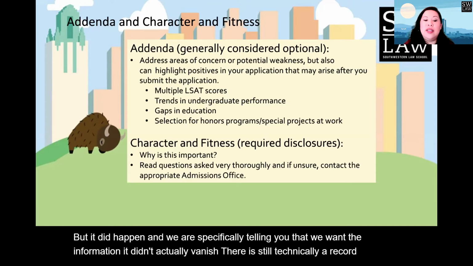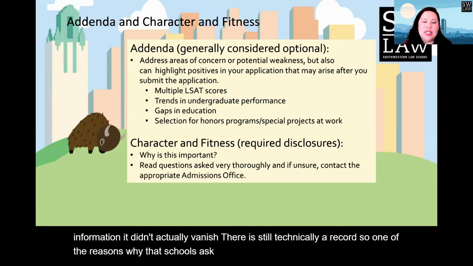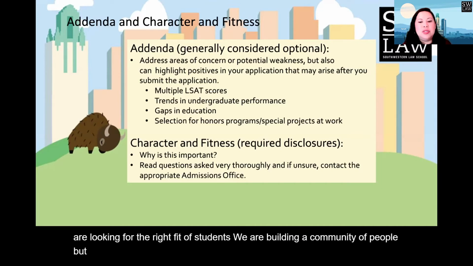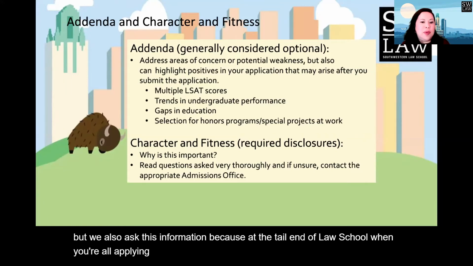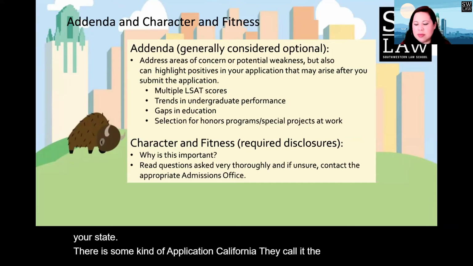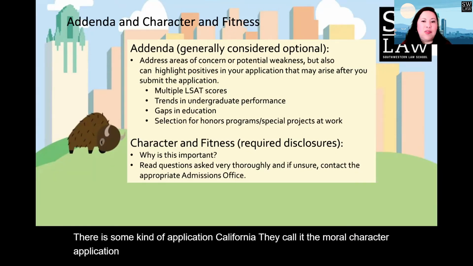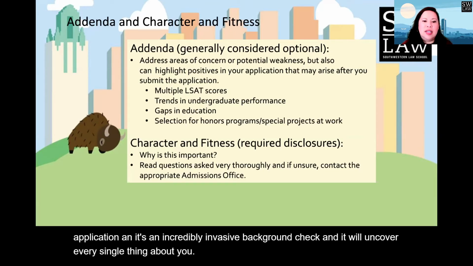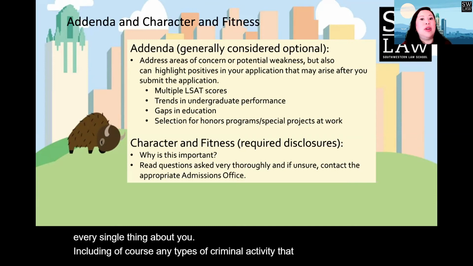So one of the reasons why schools ask this type of information is, as I mentioned, we are looking for the right fit of students. We are building a community of people, but we also ask this information because at the tail end of law school, when you're all applying for the California bar or for whatever bar exam in your state, there is some kind of application. California, they call it the moral character application. And it's an incredibly invasive background check. And it will uncover every single thing about you, including, of course, any types of criminal activity that you may have had, expunged or otherwise.